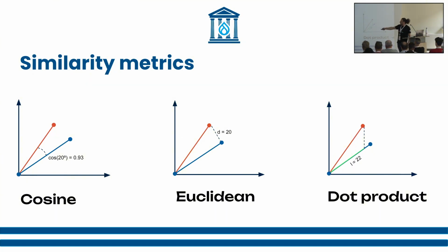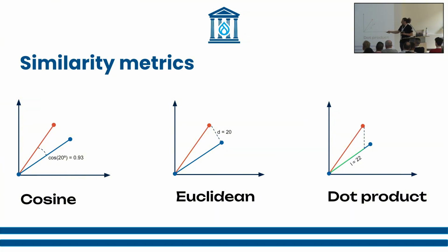So you can use the cosine similarity, which measures the direction of the vectors. If two vectors are pointing in the same direction, they are really related. If they start to go in different directions, then they are a little bit less related. So in our case here, we measure the angle, and then we take the cosine of the angle, 20 degrees, and we get the number here.